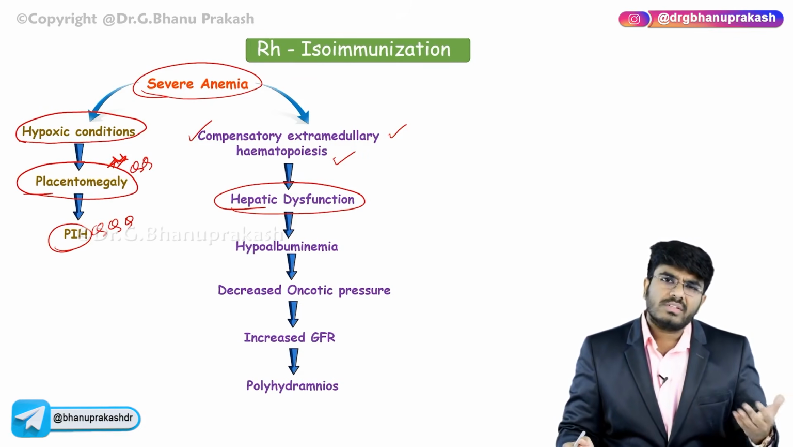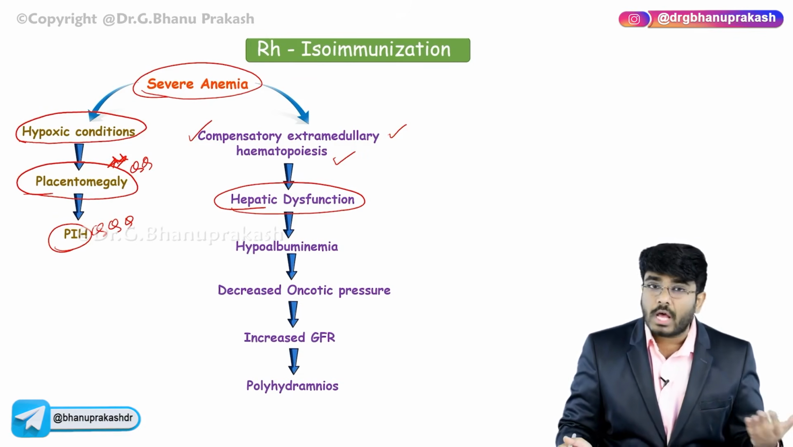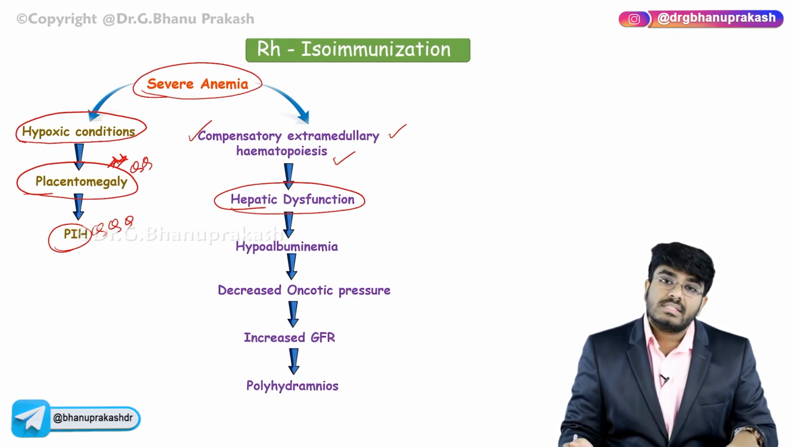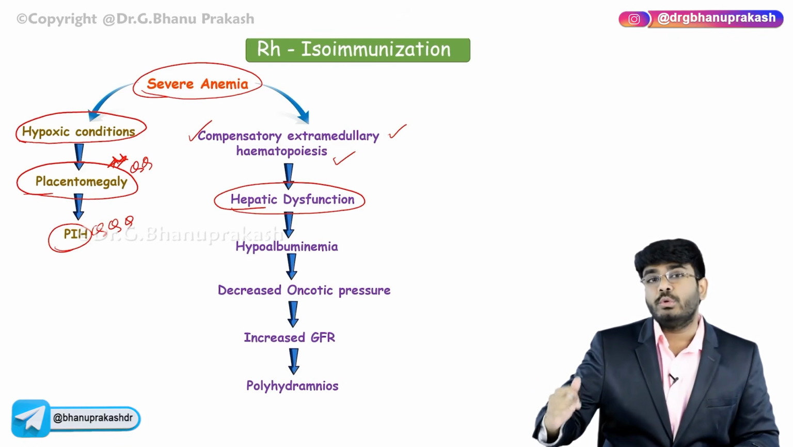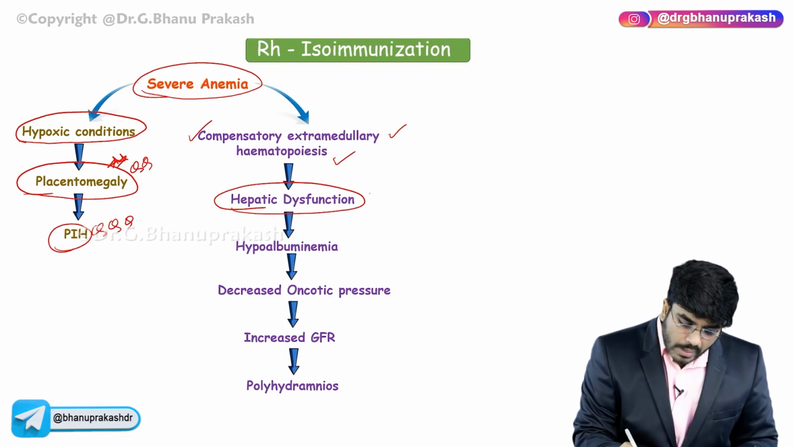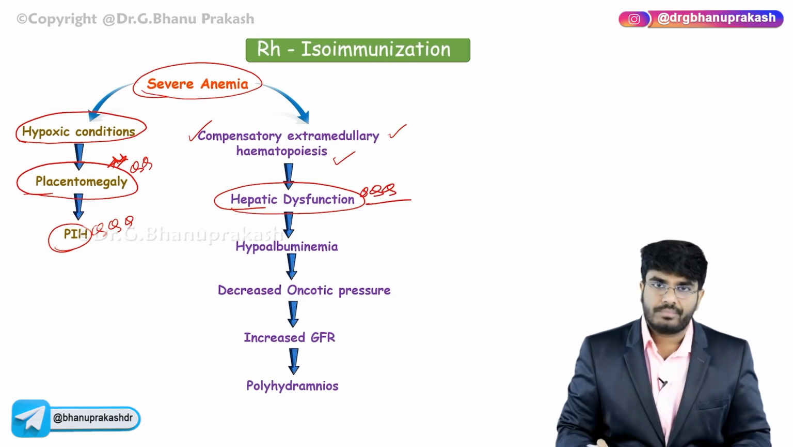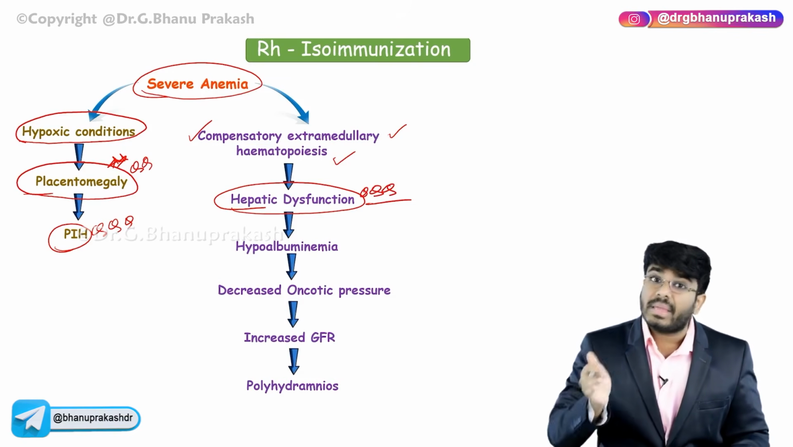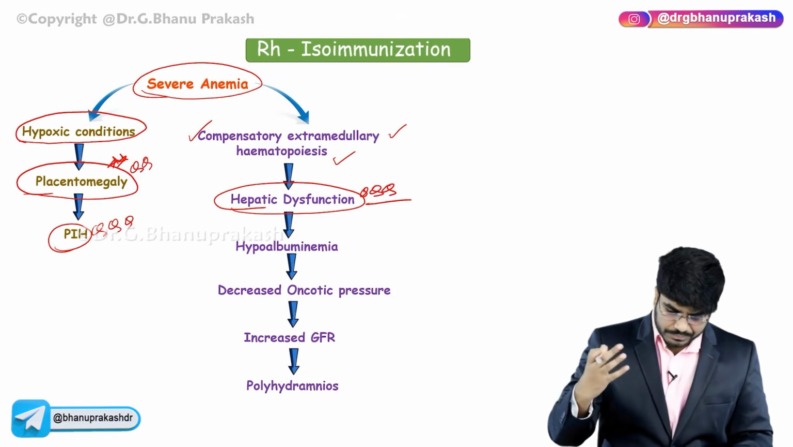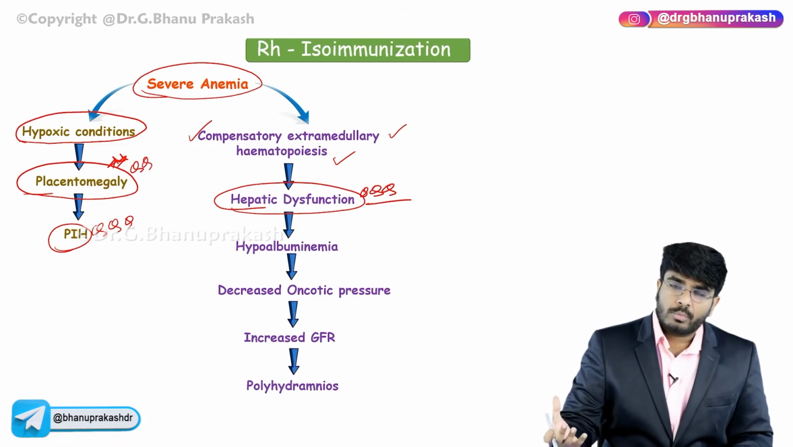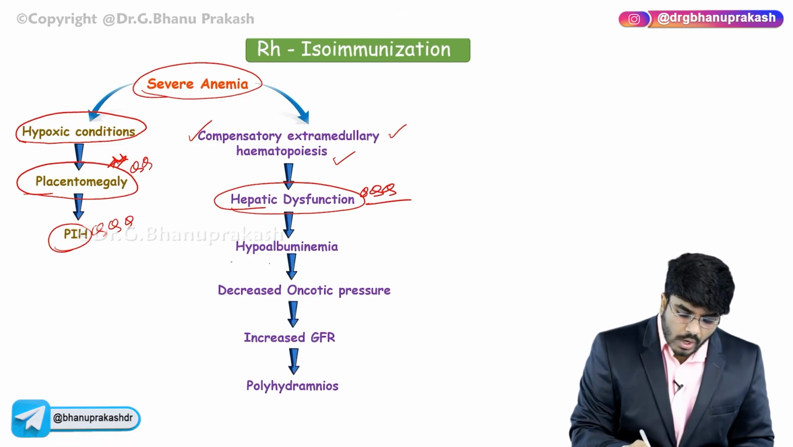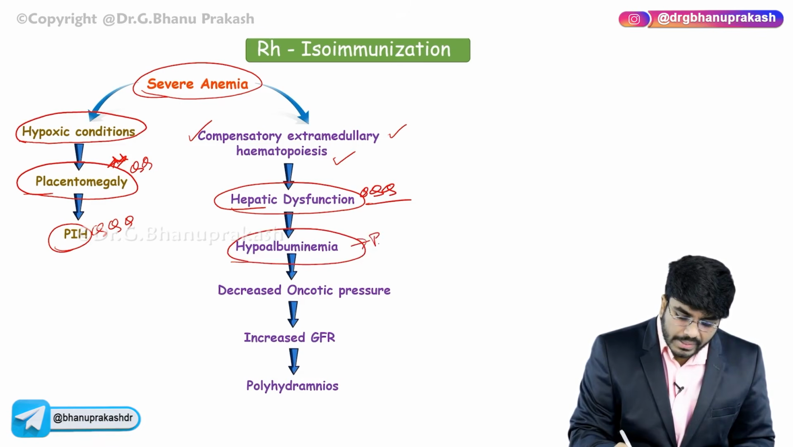So, what are the normal functions of the liver? It usually has to produce albumin. Now, albumin synthesis is decreased, because the liver is taking on the duty of RBC production. That leads to hepatic dysfunction. Hepatic dysfunction simply means it's producing less albumin in the baby. So the baby is not able to produce enough albumin, and that leads to hypoalbuminemia in the baby.